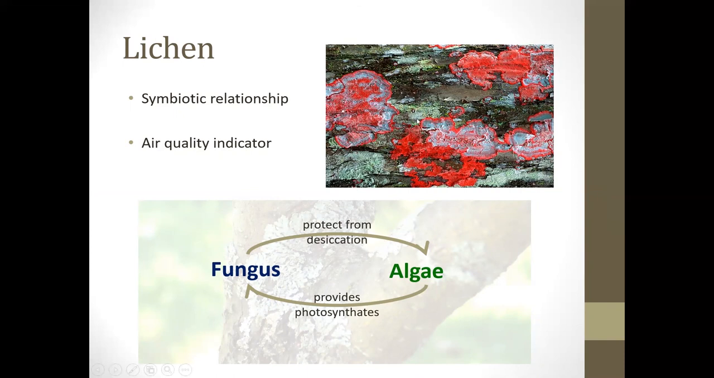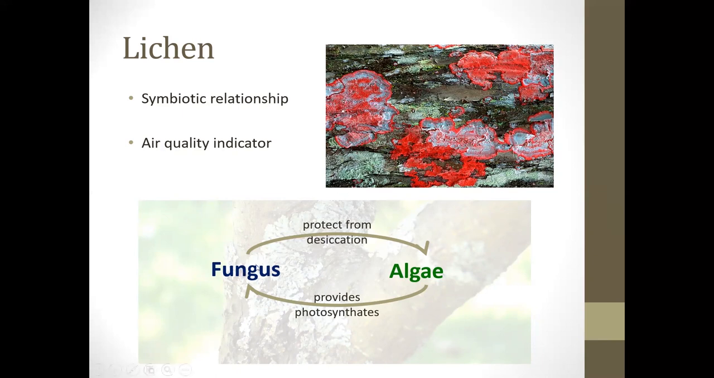This fungus that is growing on the bark of the tree or on rocks actually stores little tiny algae inside the lichen. And this algae is going to photosynthesize for the lichen. This is typically cyanobacteria that are doing this. So they're going to provide the fungus with photosynthates like sugars. Since these algae are housed inside the fungi, that gives them protection from desiccation, or drying out. So this is the relationship here: fungi gives protection to the algae, while algae gives photosynthesis to the fungi.